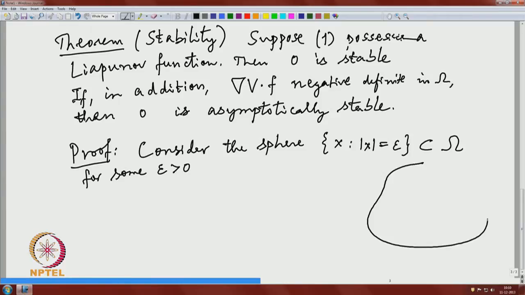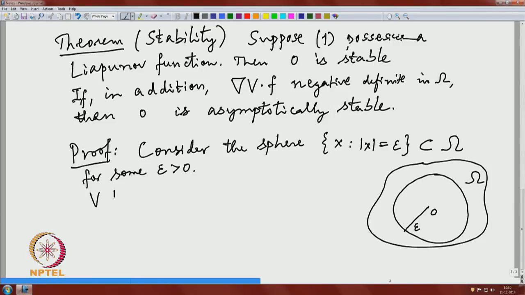So, here is a simple diagram. Okay, I will put omega here and this is the origin. I am drawing this small here. Okay. So, we will be working in that particular neighborhood.